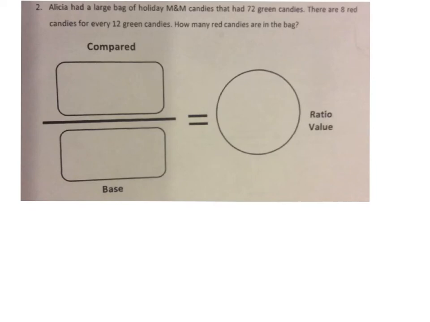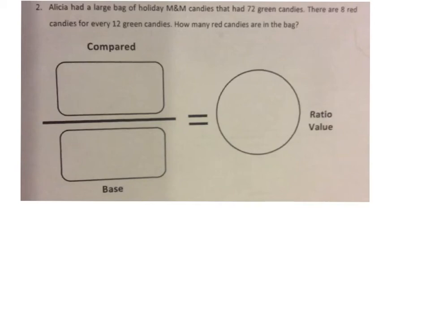Okay, in problem 2 here, it says Alicia had a large bag of holiday M&M candies that had 72 green candies. There are 8 red candies for every 12 green candies. How many red candies are in the bag? Okay, so I just read it. I'm on the discover part of this problem solving. And so I read it, and now I got to retell it.